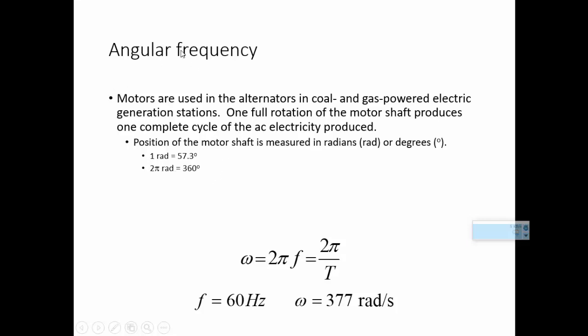So this angular frequency here is 2 pi f, or 2 pi over T, because 2 pi over T is exactly 2 pi f, since f is 1 over T. And if the frequency is 60 Hz, then the angular frequency is about 377 rad per second. Meaning you multiply 2 pi by f.